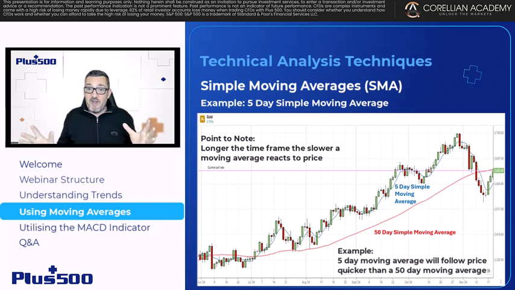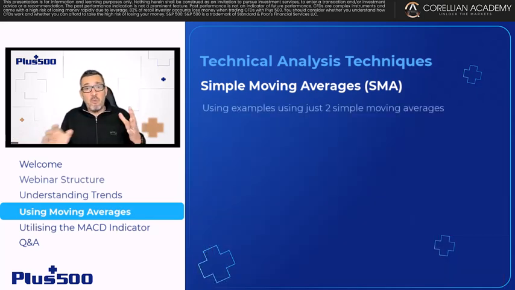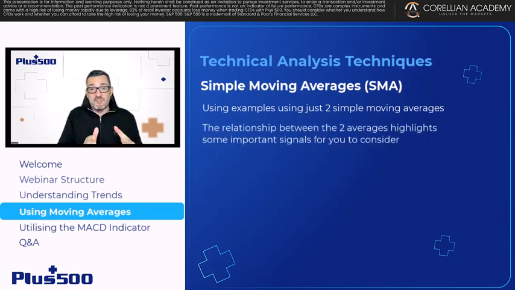You can have as many moving averages on a chart as you wish, but be aware the more you have on screen, the more potentially confusing reading that chart can become. Now, with that in mind, in this webinar, we will be looking at examples using just two simple moving averages. The relationship between the two averages throws up some interesting and important signals for you to consider. As you gain more confidence in using averages and the signals they offer, you may want to increase the number of them that you use. However, for me personally, I find using two moving averages on a chart more than sufficient.